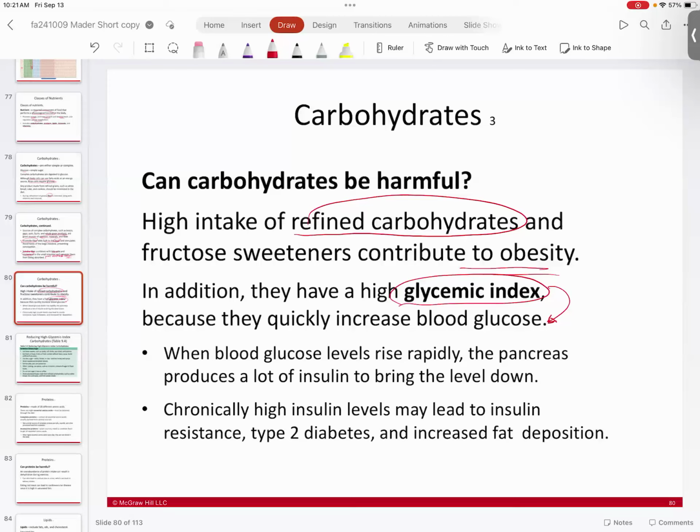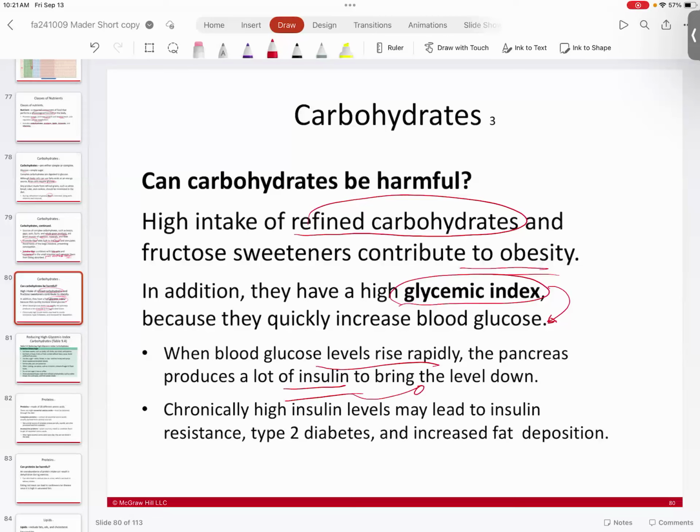So those complex carbohydrates are not hitting your blood glucose right away. It's kind of a slow release. But something with a high glycemic index is basically going straight to your blood glucose levels and increasing your blood glucose levels quickly. And so they rise very, very rapidly. And as they rise rapidly, your pancreas has got to respond. It basically produces a bunch of insulin in order to bring those levels down. It puts a lot of stress on your pancreas.